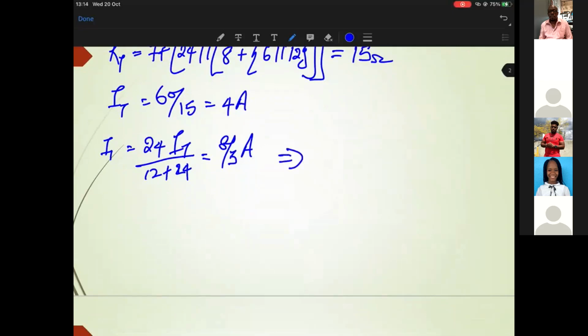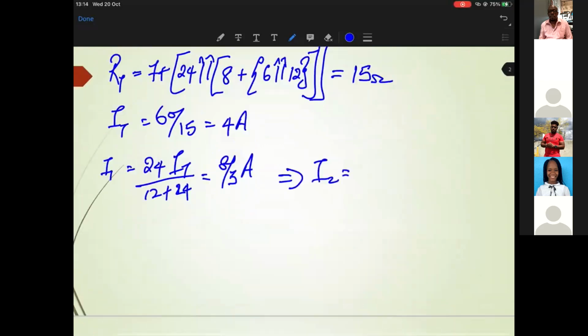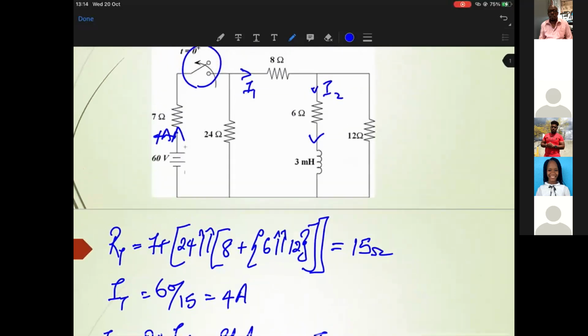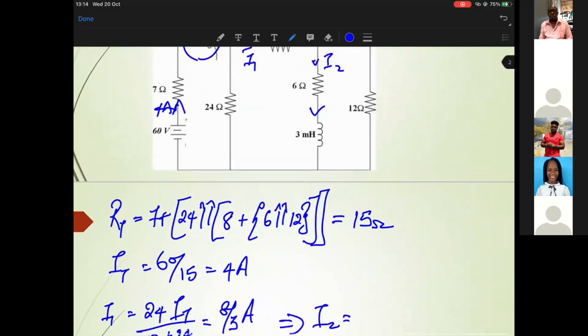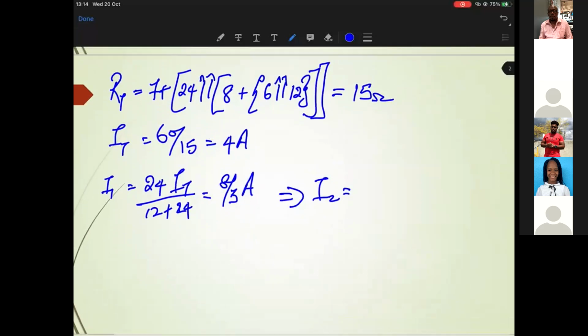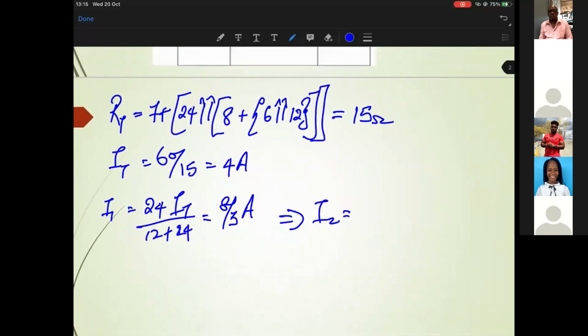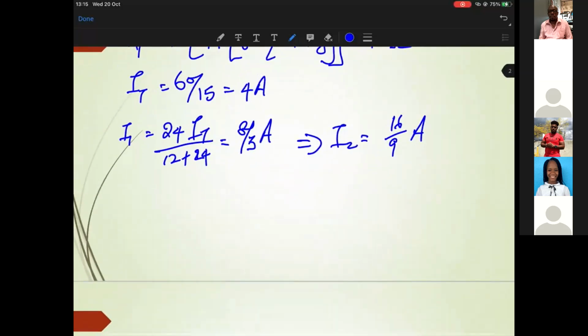Which implies also that I2 would be equal to, I2 is the current through the 6 ohm. What's I2? It's 12 over 6 plus 12 times 8 over 3. So it's again multiplied by 2/3, so we get 16 over 9 amperes. All right. So the current through the inductor is 16 over 9. This implies that I0 is equal to 16 over 9 amperes.